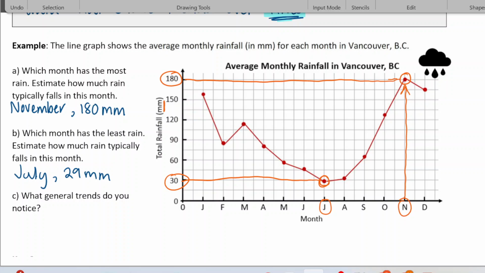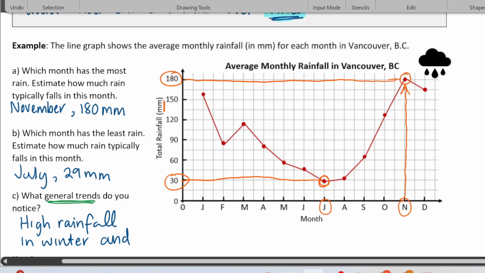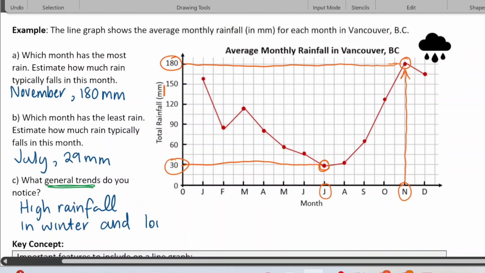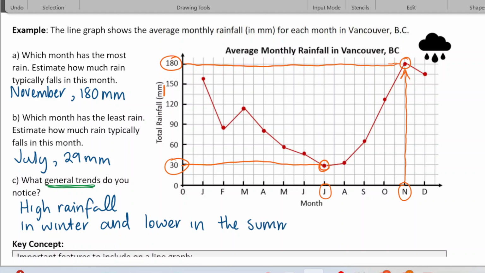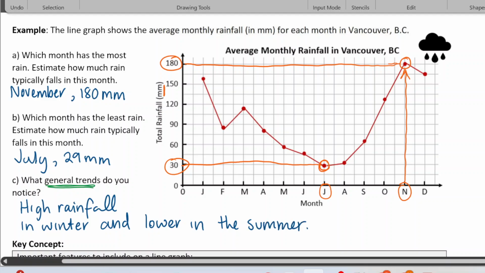So what general trends do you notice? Again, this is the whole point of having a line graph, is you can see the patterns and the trends really quickly. So it seems like we have really high rainfall in the winter and lower in the summer. Right? So that's the trend.